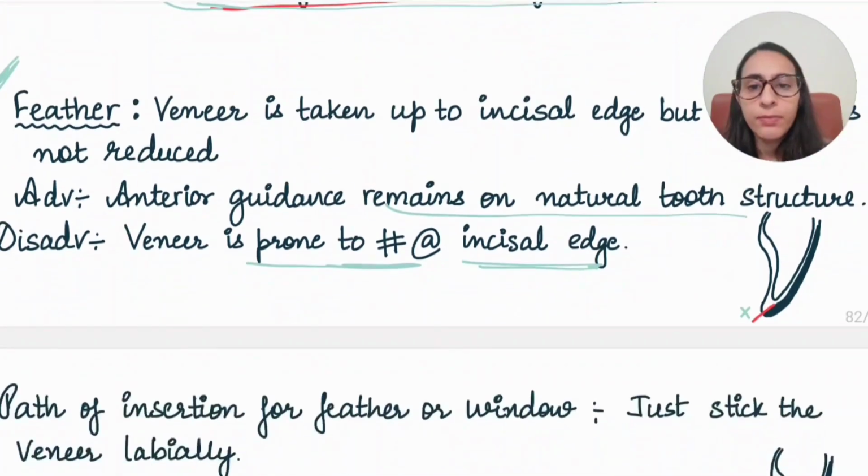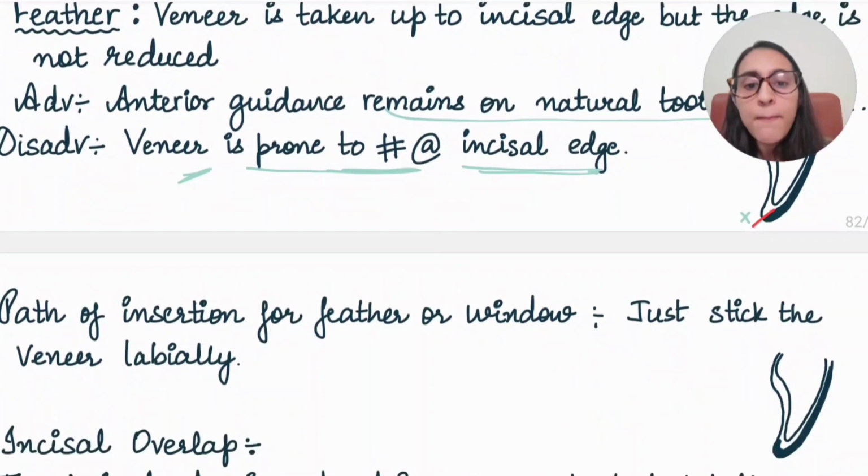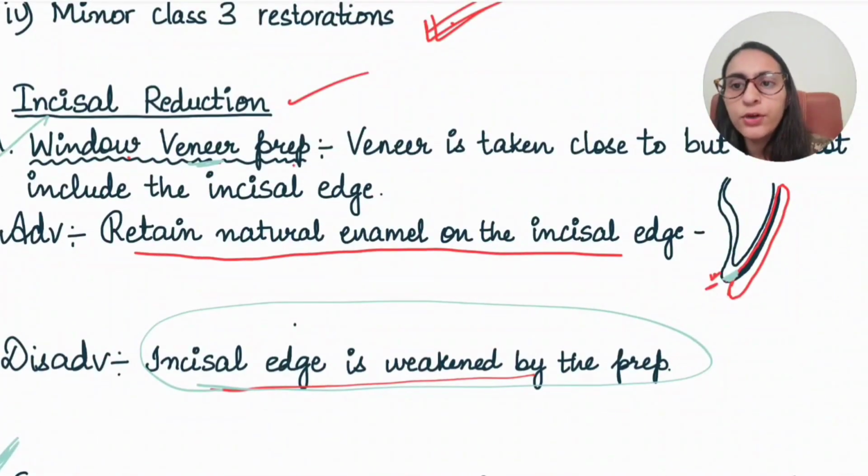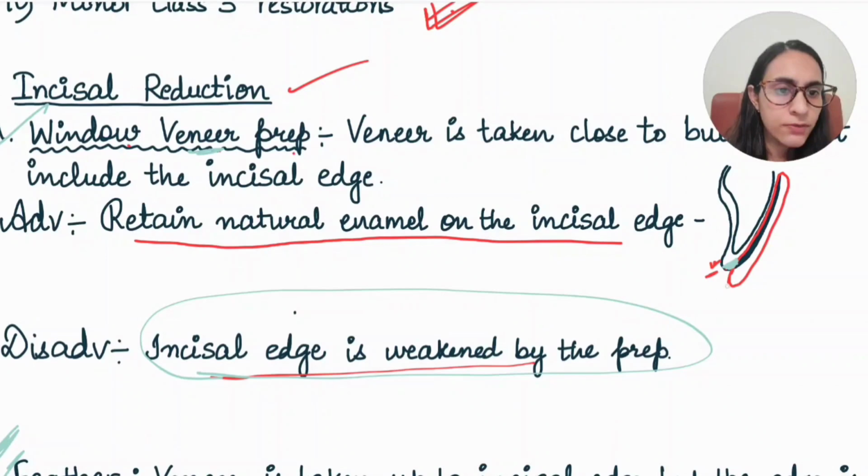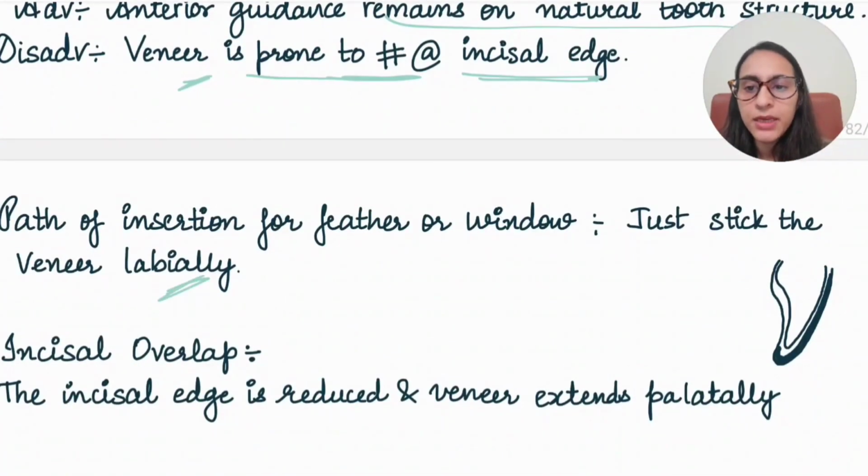But still, in the case of feather preparation also, the veneer is more prone to fracture because of the thin incisal edge. For both the window veneer preparation and the feather preparation, when you are inserting it, the veneer should go on labially. Say suppose this is the veneer and this is the tooth, and you have done the facial or buccal reduction, you can just stick the veneer onto the tooth. So you are going labially when you are placing the crown. So the path of insertion becomes labial.